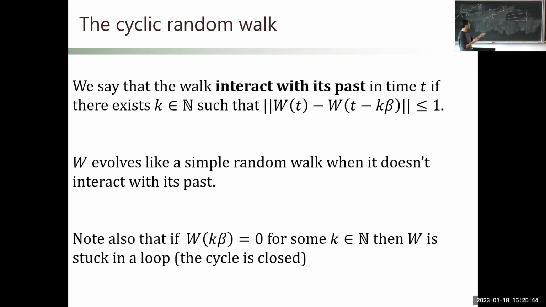Last thing to note is that if you close the cycle, so if you return to the origin at an integer multiple of beta, then you're just stuck in a loop. If you return over here at the right time, you will keep being forced by your history to go along the cycles again and again until infinity. In the interchange process, it means that you close the cycle, and the cyclic walk will just keep going like that.